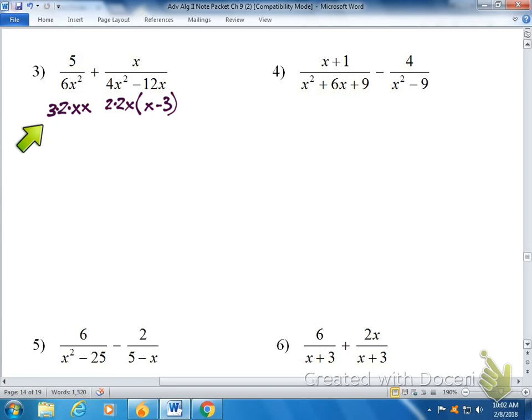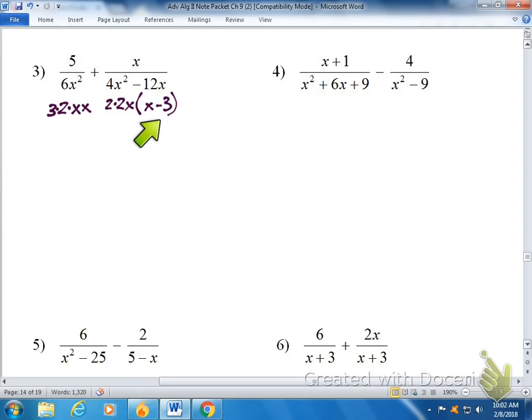Break down the denominators into their prime factors. The reason why we break it down into complete primes is we can see what they share and what they don't share. Whatever they don't share is what I'm multiplying their numerators by. So we have a 3 times 2 times x, and you've got to figure out, well, what does this one have that this one doesn't? Because that's what I'm going to multiply 5 by.